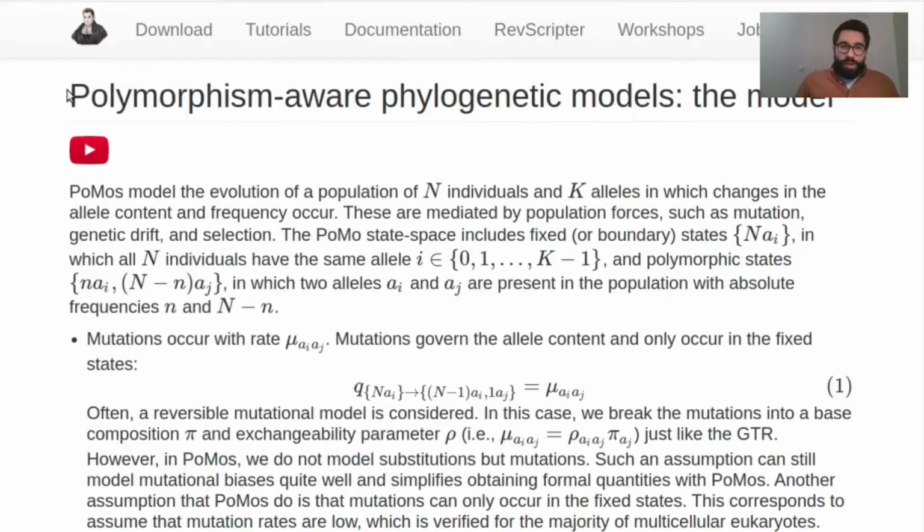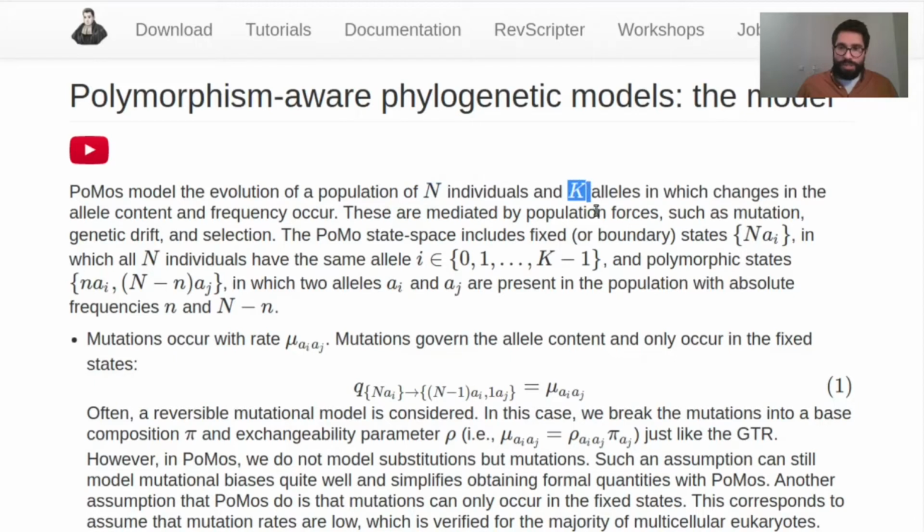Okay, so now that we understand a little bit more about the polymorphism-aware phylogenetic models, let's have a closer look at the model. So the polymorphism-aware phylogenetic models, or POMOs, state space is defined based on two quantities: the number of individuals in the population, N, and the number of alleles in the population, K.